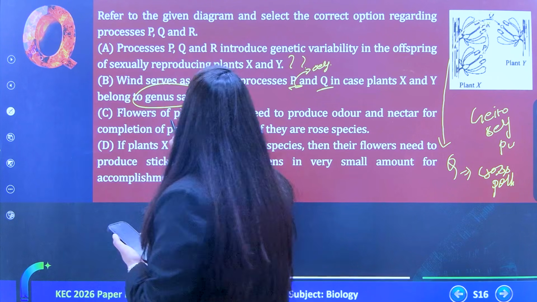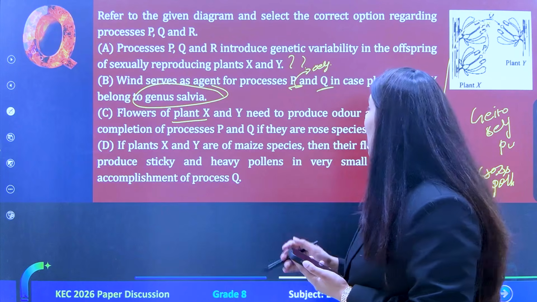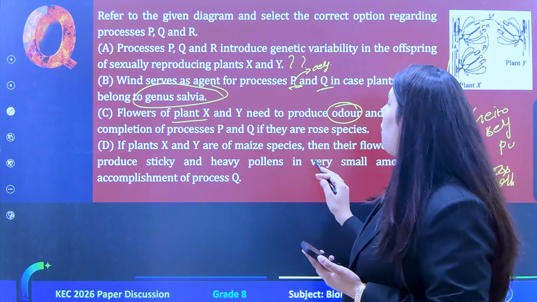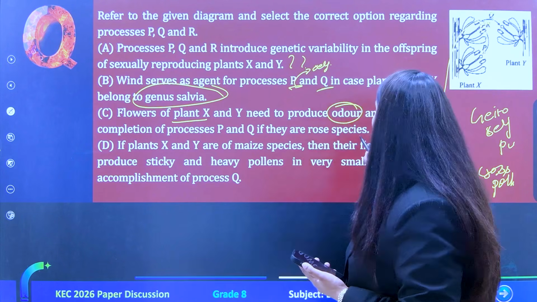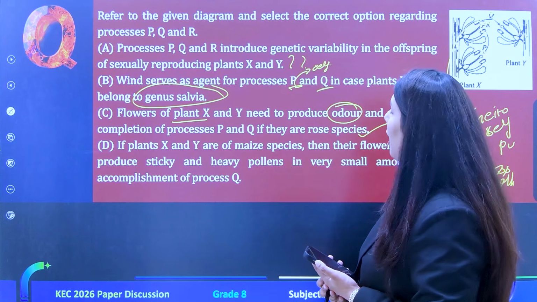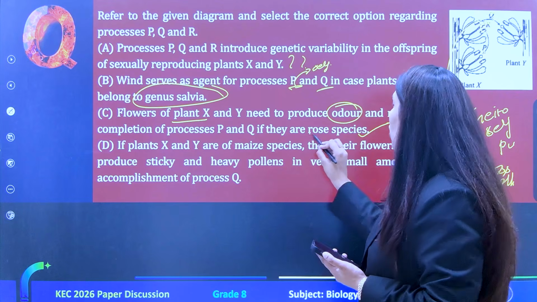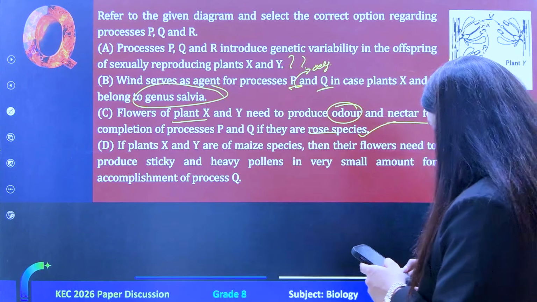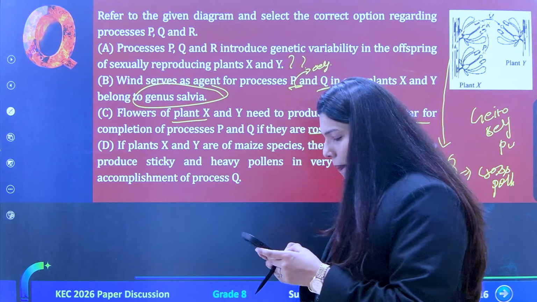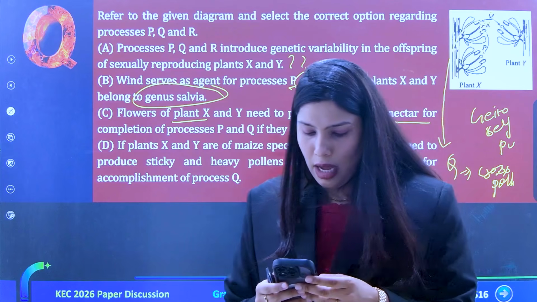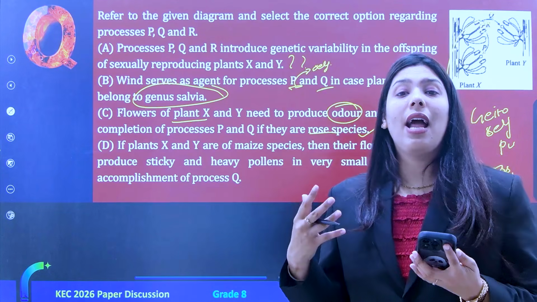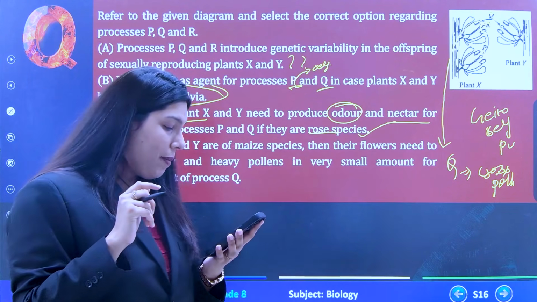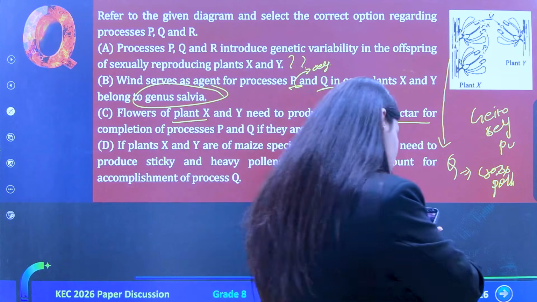The next option is: flowers of plants X and Y need to produce odor and nectar for completion of processes P and Q if they are rose species. Yeah, then it is fine, right? Because rose is what? Rose is brightly colored. And since it is brightly colored, what will happen? It can attract the insects. It can attract butterflies, and with the help of them, there will be geitonogamy and xenogamy, which can happen.